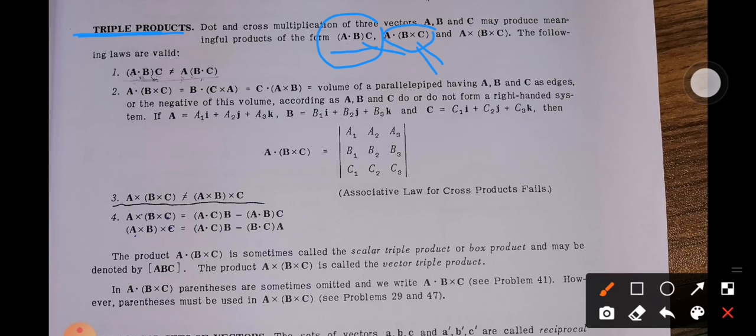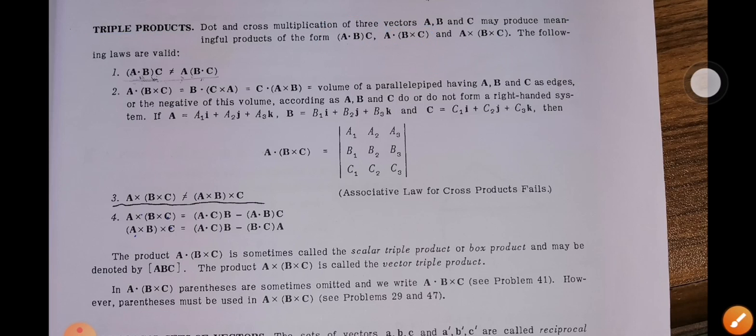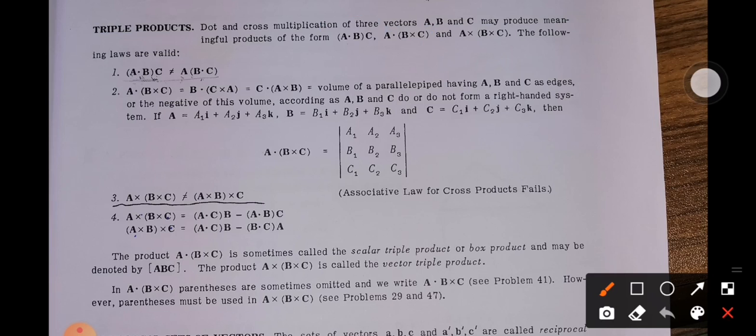And the third one is a cross (b cross c). Clearly we simplify b cross c first, and then we take the cross product of vector a with the resultant vector, and we generate a vector quantity. So these are the three possible ways of multiplying three vectors a, b and c. In two of them we get a vector quantity, and this one represents a scalar quantity.